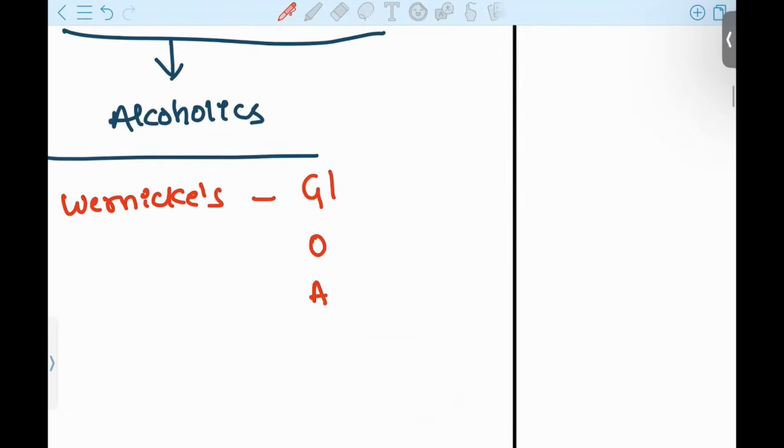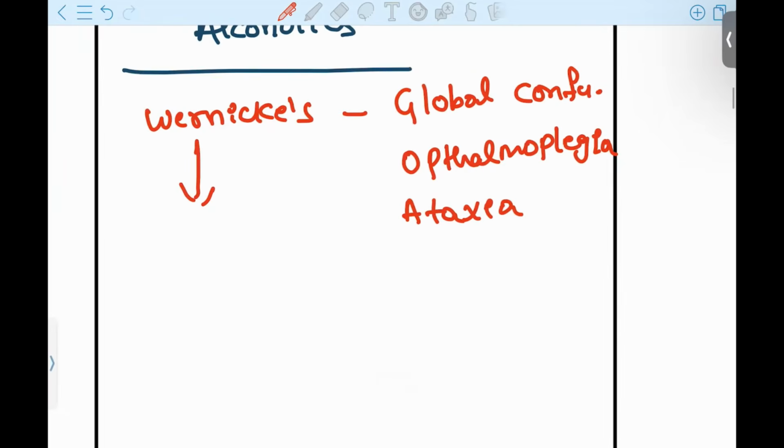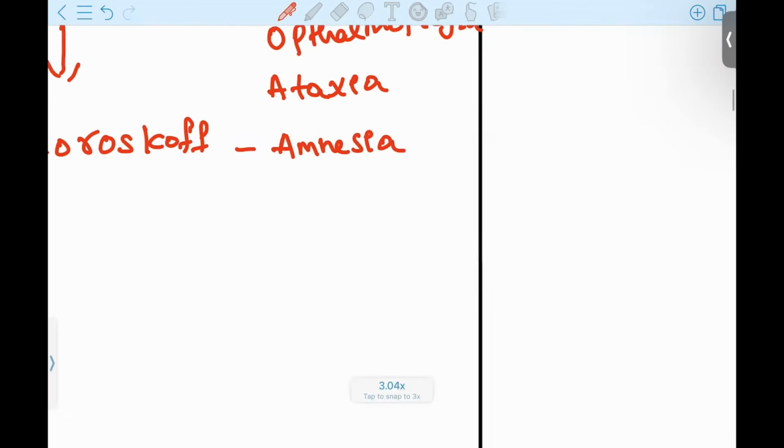Global confusion, ophthalmoplegia, and ataxia, so the gait abnormalities. If you don't treat this condition, it will be followed by Korsakoff syndrome. How will Korsakoff syndrome present? The patient will have amnesia, both retrograde and anterograde, and also confabulation.